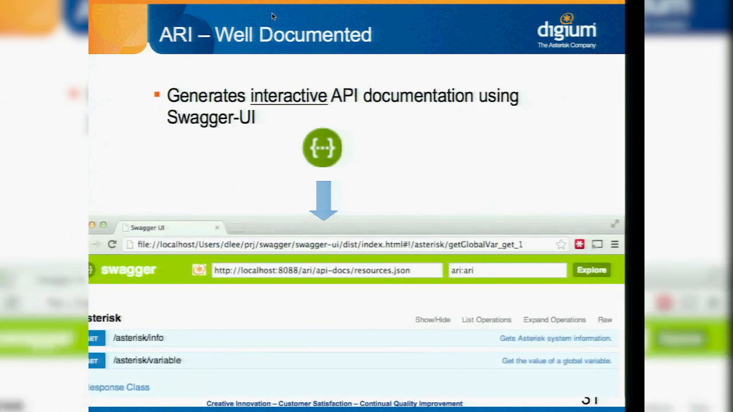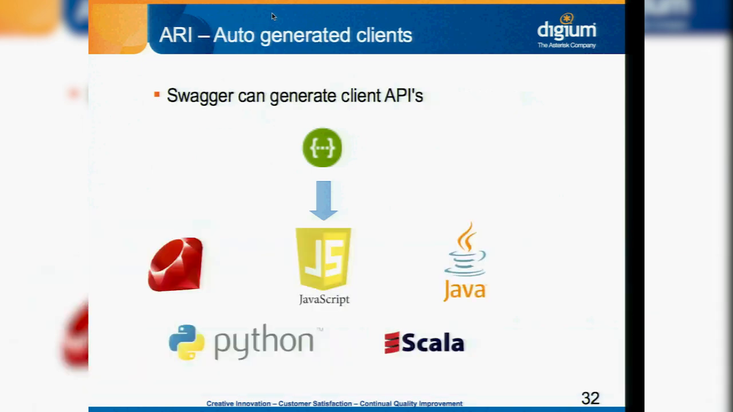What I think is incredible is that it also gives you an interactive API documentation using a project called Swagger UI. And I want to emphasize the fact that this is interactive. I'm going to be demonstrating this in a minute. Not only do you get documentation that tells you the same thing that you get from the wiki, but it also gives you a form that you can fill parameters in and click a button, and it will execute that API against Asterisk. We'll be showing that off in a minute.